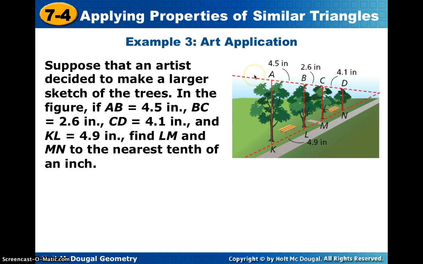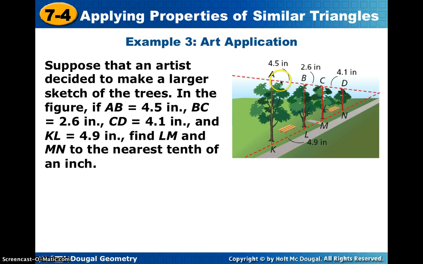Here, suppose that an artist decides to make a larger sketch of the trees in the figure. In the figure, AB is equal to 4.5, BC is 2.6, and CD is 4.1. KL is 4.9. Find LM and MN to the nearest tenth.